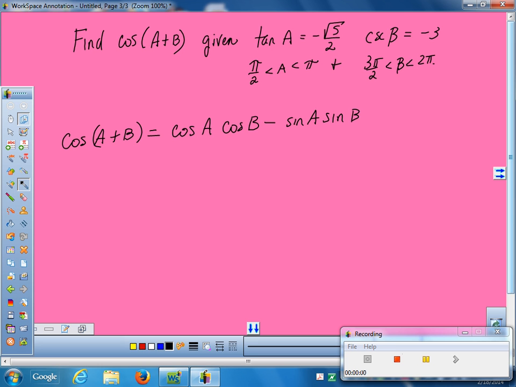But how on earth am I going to get cosine of angle A? The only thing I know about angle A is that tangent is negative square root of 5 over 2. Where on earth am I going to get cosine from? Draw the little triangle thing. Remember I told you those little triangle things that a bunch of you bombed on the first test?